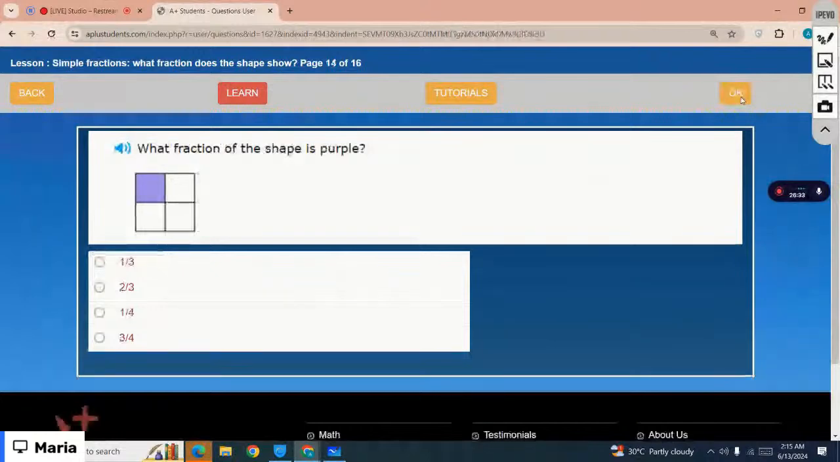What fraction of the shape is purple? That is 1 out of 4. The correct option is 1 out of 4.